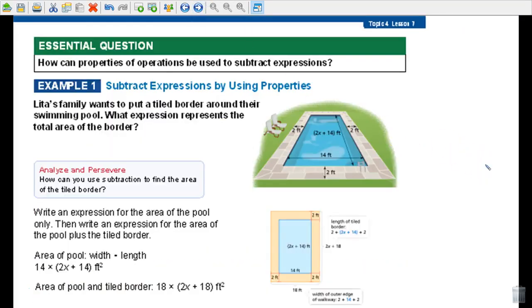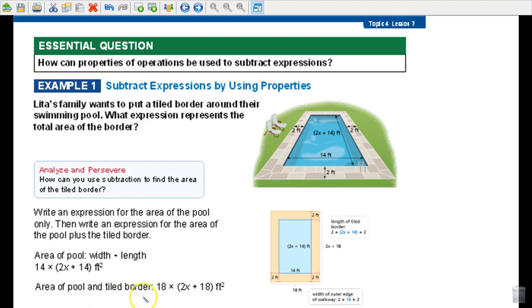Okay, example 1. Subtract expressions by using properties. Lita's family wants to put a tiled border around their swimming pool. What expression represents the total area of the border? The border only. So what they're telling me is the area of the pool is 14 times 2x plus 14. Like I said, the area of the pool, 14 times 2x plus 14.